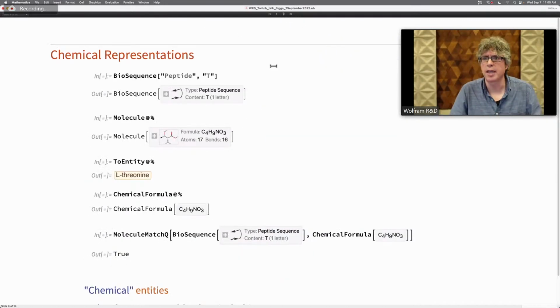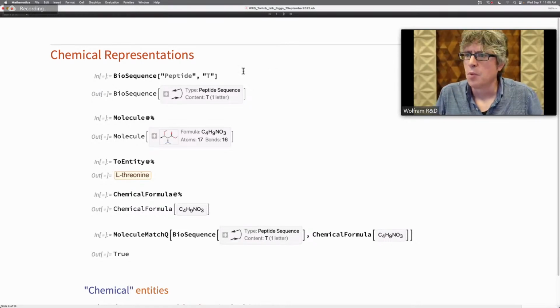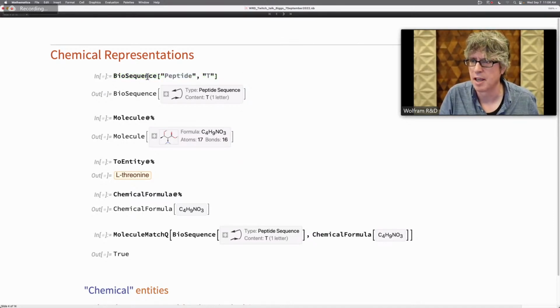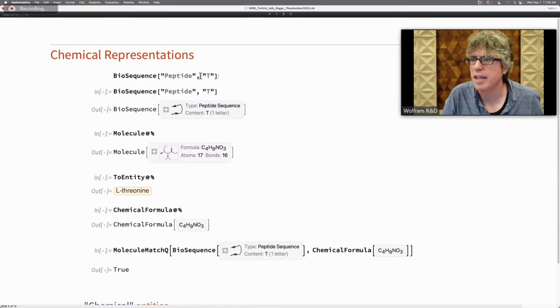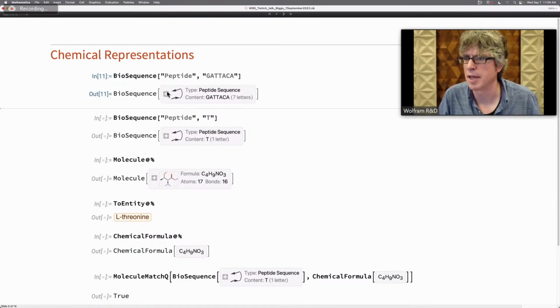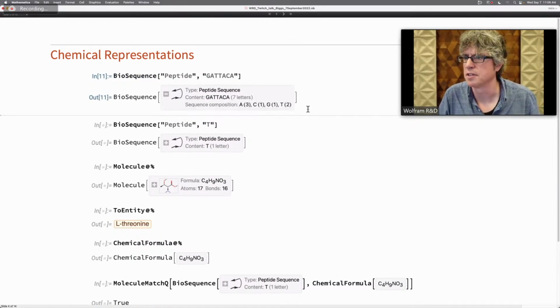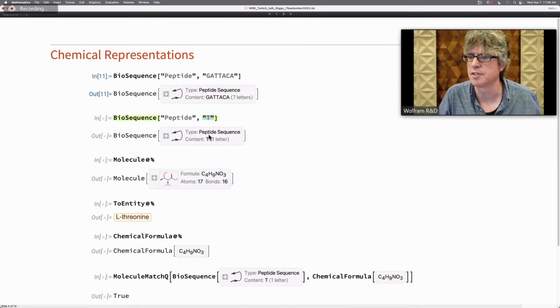Right. So a chemical representation. What we mean here is it's a symbolic representation. So we've got a BioSequence here, right? And so in this case, it is just a peptide with a single amino acid. Obviously, you can do a let's see. There we go. We can make a more interesting BioSequence, right? And that has many more peptides. It's got a longer sequence. But in this case, if we just have a single letter, it represents threonine.